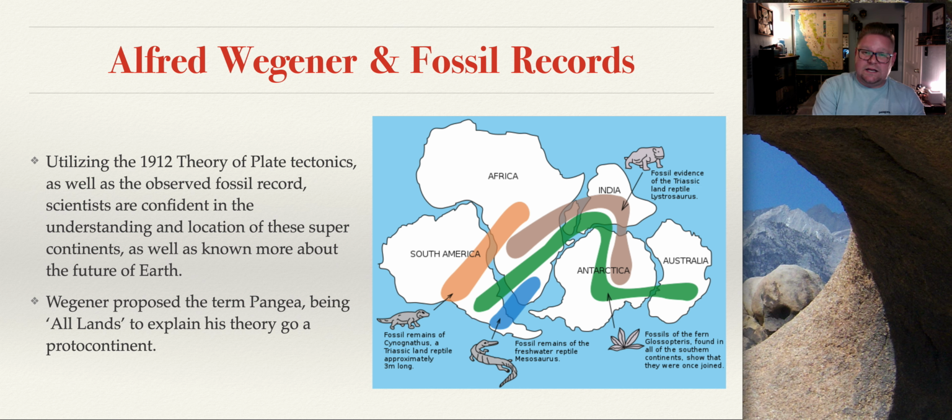So utilizing the 1912 theory of plate tectonics, as well as the observed fossil record, scientists are incredibly comfortable and confident to understand the different origins and locations of where we were. How do we know this?